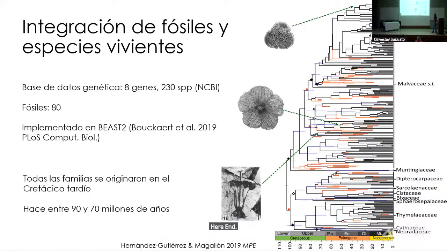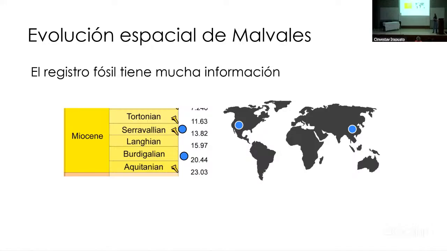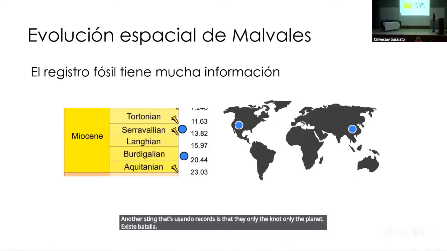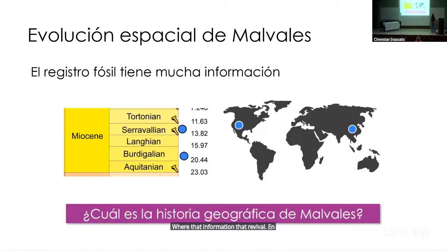One of the results is that all the families originated in the Upper Cretaceous. That represents 20 million years of origination of these families, between 90 and 70 million years ago. Another really interesting thing about the fossil record is that it not only tells the age of when these plants existed, but also where. That is really valuable information, so I used it to ask what the geographical history of the order is.